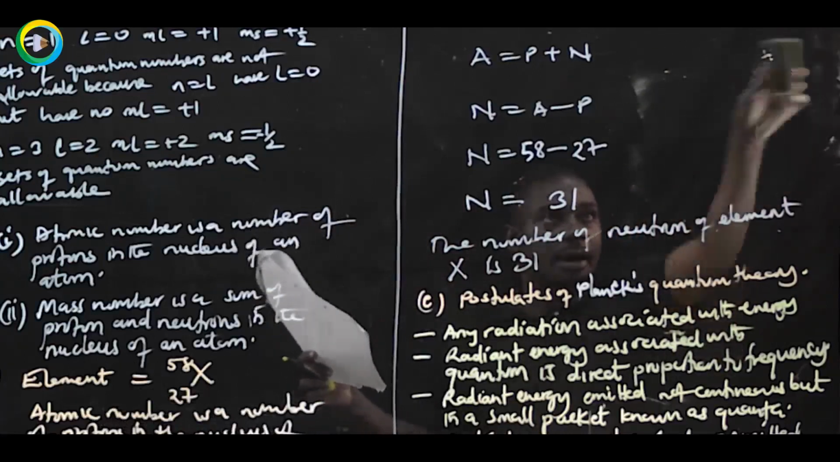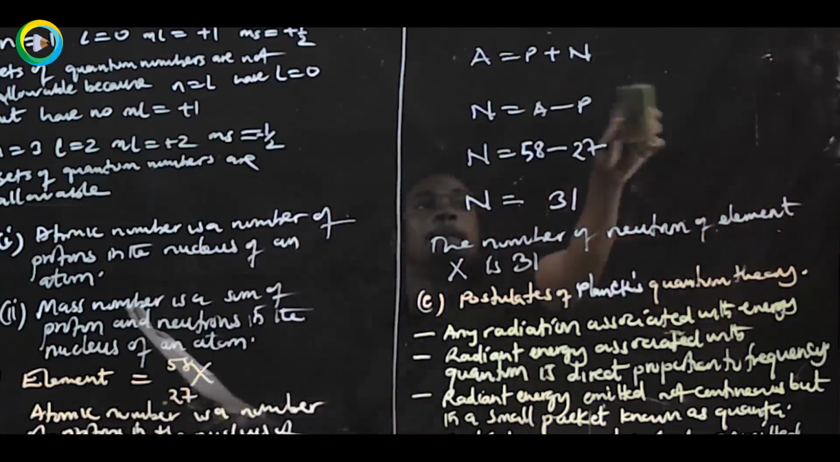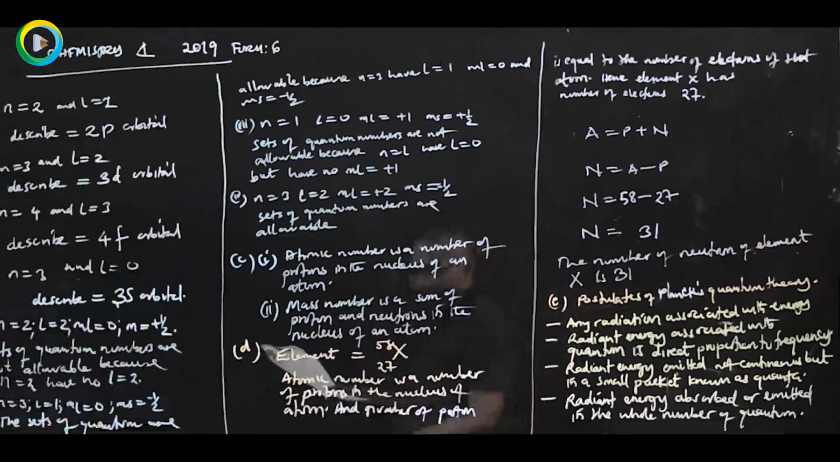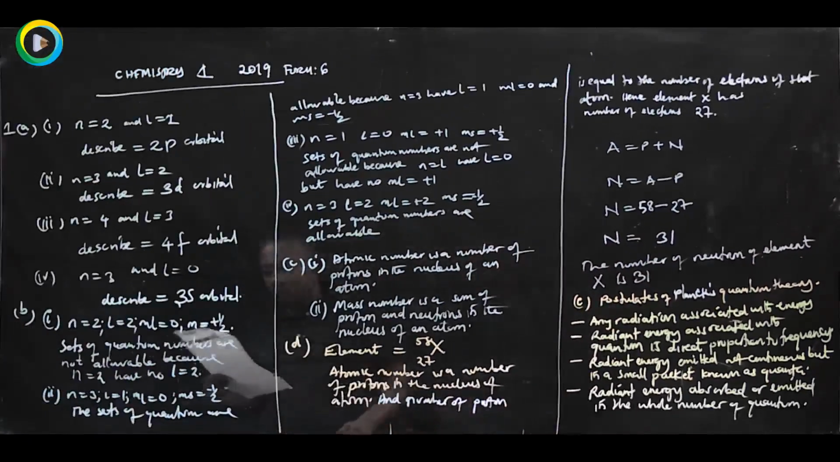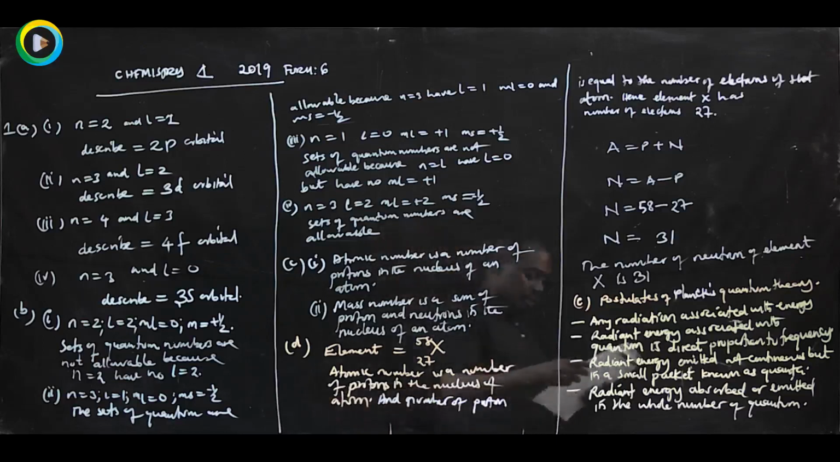So these are 4 point of Planck's quantum theory. 4 point of Planck's quantum theories. This question is from general chemistry. First topic in form 5.